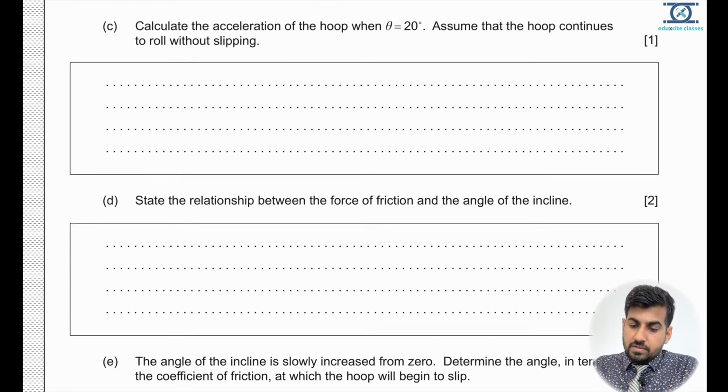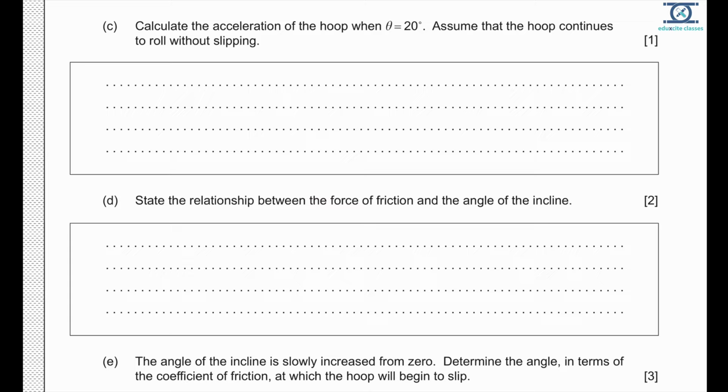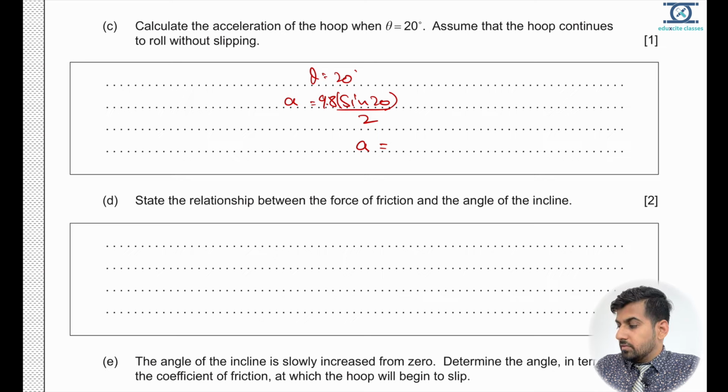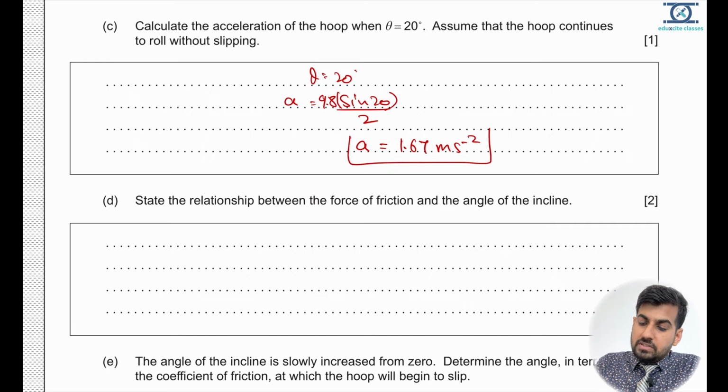Now pause the video for C, D and E as well. Okay, so that is quite easy. Theta is 20 degrees, so just put in the value. So g sin 20 divided by 2, where g is 9.8. If you put it in, you will get the acceleration. I have already done the calculation. It will be 1.67 meter per second square, or 1.7 meter per second square. Okay, so this will be your answer.